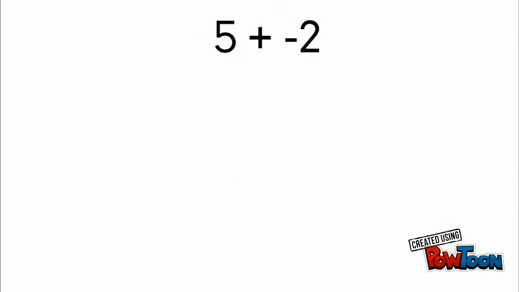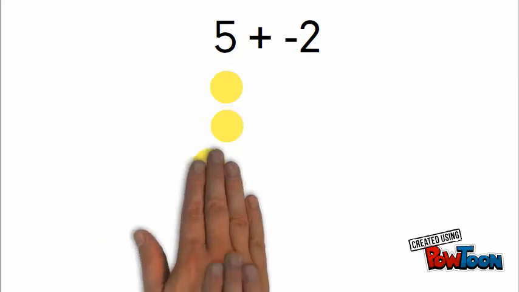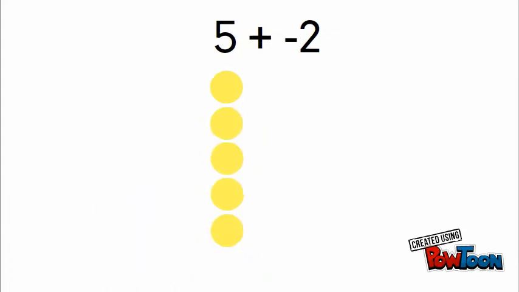Another strategy used to add integers is using integer chips. Yellow chips are used to represent positive numbers, and red are used to represent negative numbers. To represent 5, put out 5 yellow integer chips. To represent -2, put out 2 red chips.